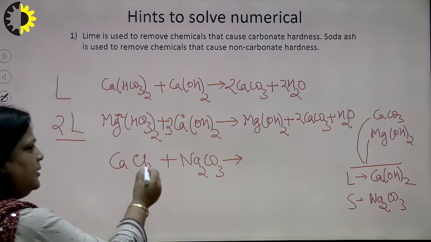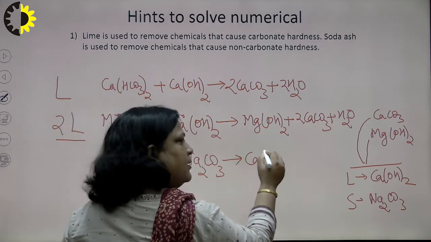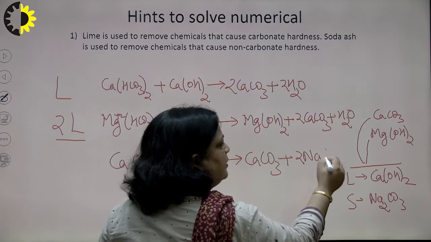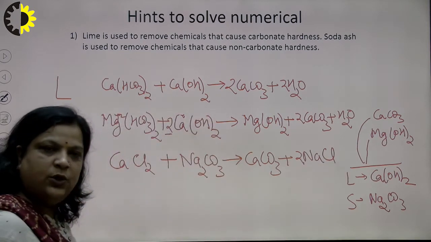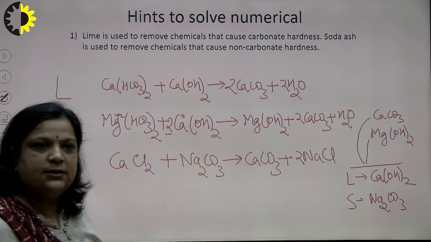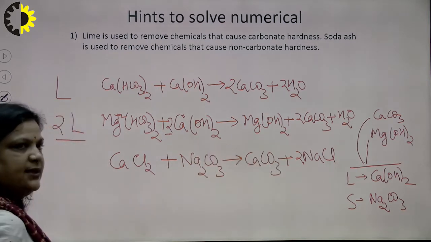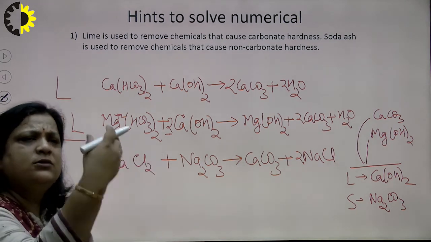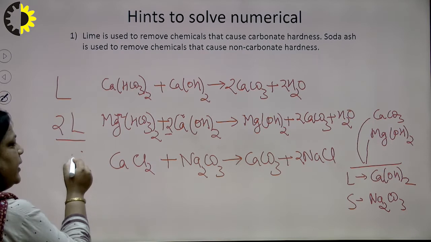So, we get CaCO3, problem is solved, and that 2NaCl. Sodium, no need to bother about the sodium because it does not produce hardness. Reaction is balanced. It means to remove the salts of calcium, chloride or sulfate, whatever, we require soda.